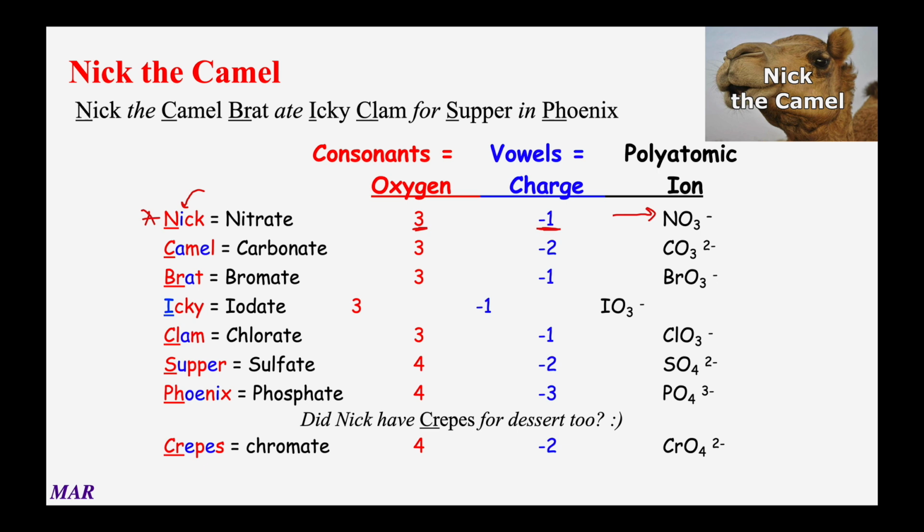So for example, bromate is Br. The Br is bromine. There's 3 consonants, Br and T, so that's 3 oxygens and 1 vowel. Here's our friend sulfate from before. Supper is sulfur. There's 4 consonants, so that means 4 oxygens, and there's 2 vowels, a U and an E, so sulfate is a good way. And if you want, you can say that he also had crepes for dinner, which helps with chromate. It's up to you how far you want to go with this, but just realize this is one way that people have had good success in learning these things in the past.